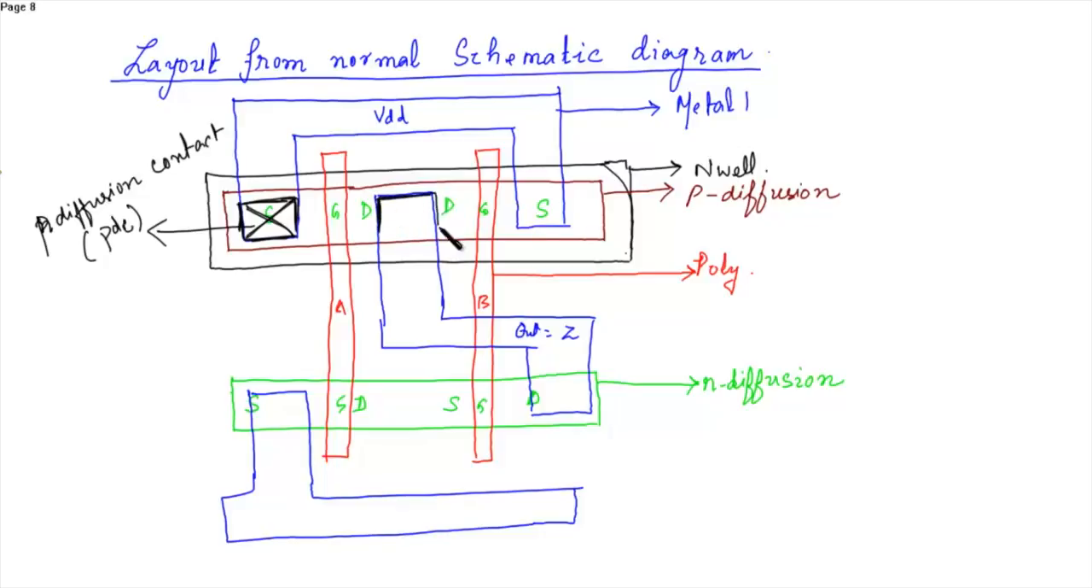Similarly, we need one more contact over here. Now this is the P diffusion contact. Similarly, we need one more contact over here. This is another PDC contact. Similarly, we need the N diffusion contacts in order to connect the N diffusion layer with the metal layer. This is the N diffusion contact, the NDC.